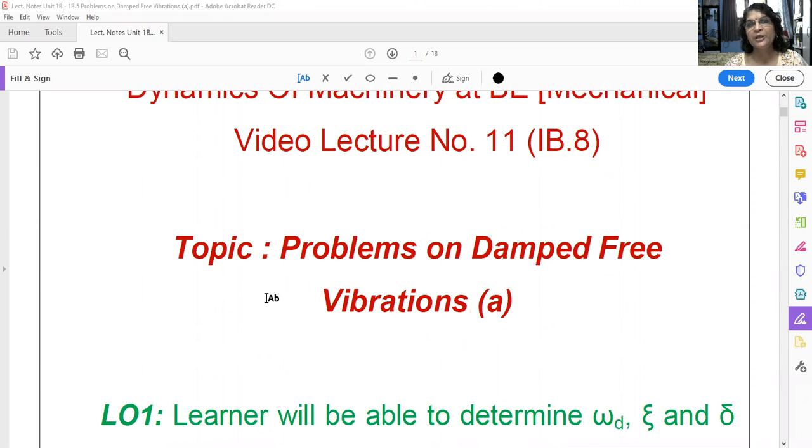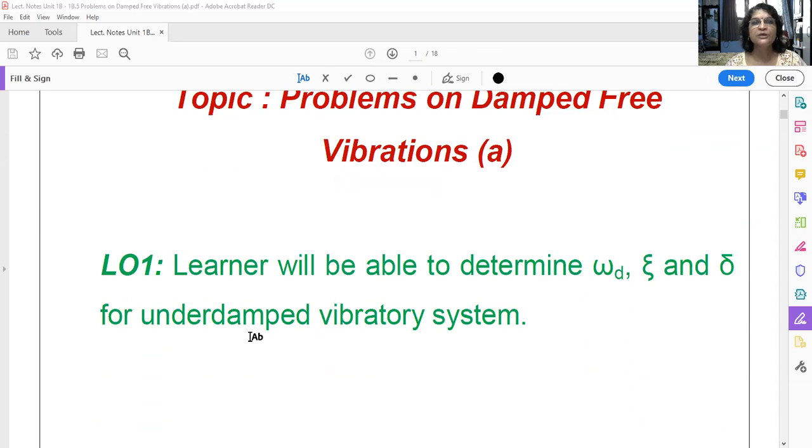So today's topic is we are going to solve a few problems on damped free vibrations. So what is your learning outcome? You will be able to determine damped natural frequency, then logarithmic decrement and damping ratio for an under damped vibratory system, and even other vibratory systems also.